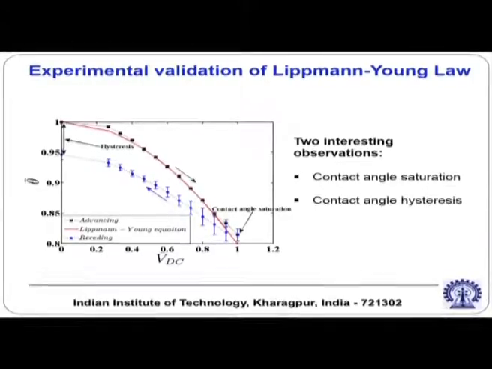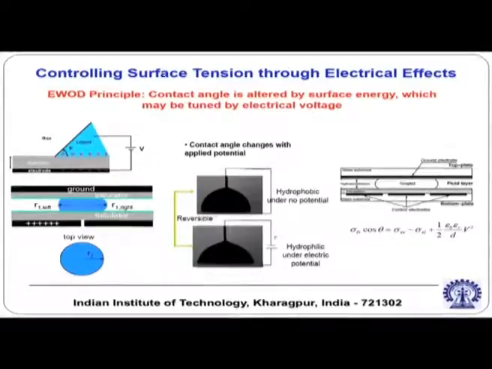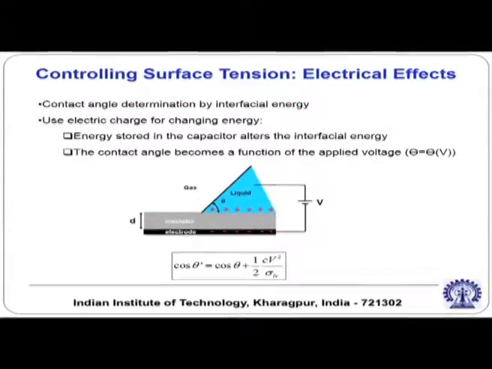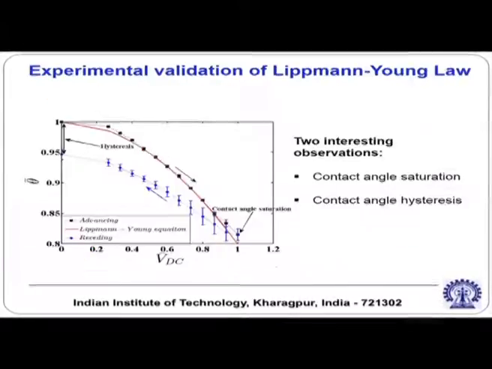So the mathematical expression that cos theta prime is equal to cos theta plus half CV square by sigma LV, we will prove this, but for the time being assume this is known as the Young-Lippmann equation. Okay. So, this Young-Lippmann equation can be experimentally tested.